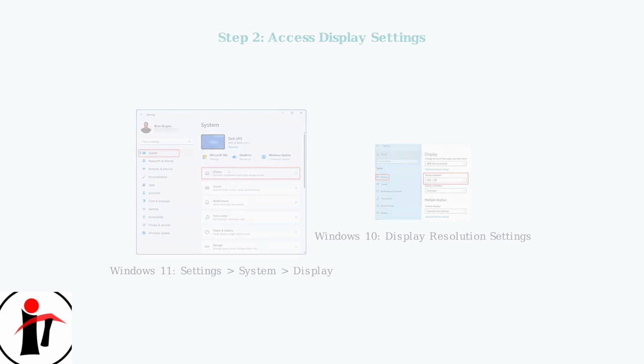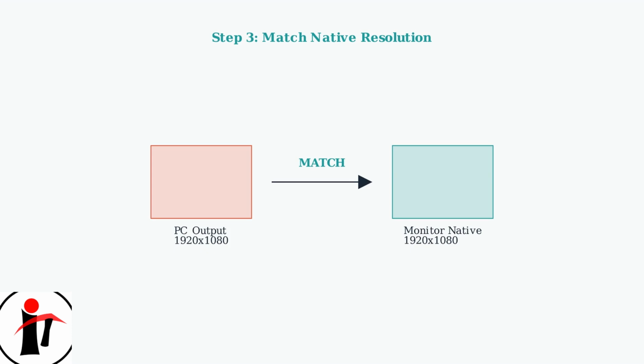In Windows 10, go to Settings, then System, then Display. In Windows 11, the path is similar but with a slightly different interface. The key is to match your PC's output resolution to your monitor's native resolution. Most Sceptre monitors have a native resolution of 1920 by 1080 for full HD models, or 1366 by 768 for smaller displays. Check your monitor's specifications and set Windows to output this exact resolution.